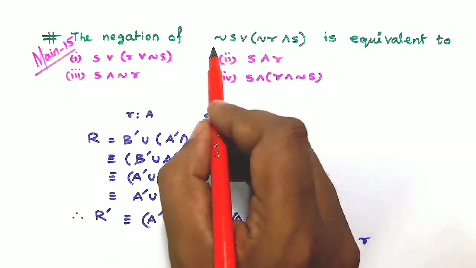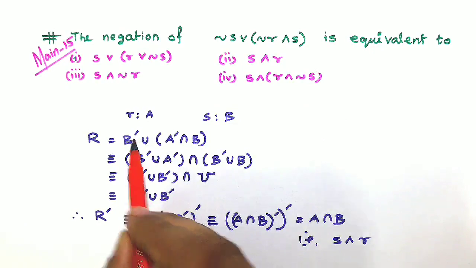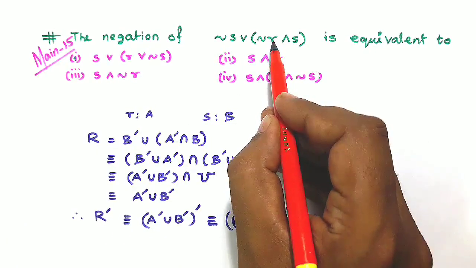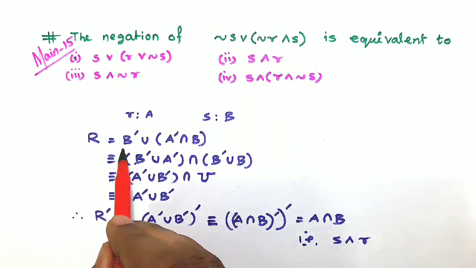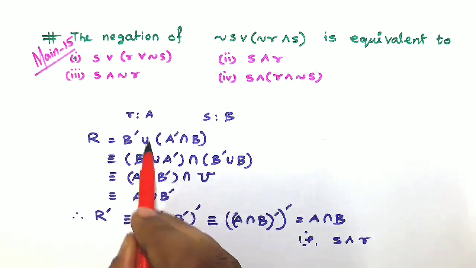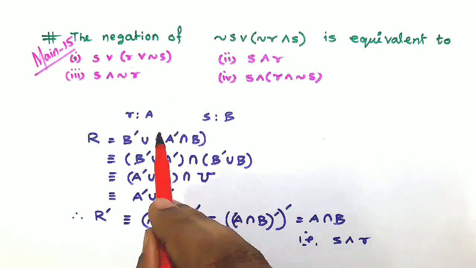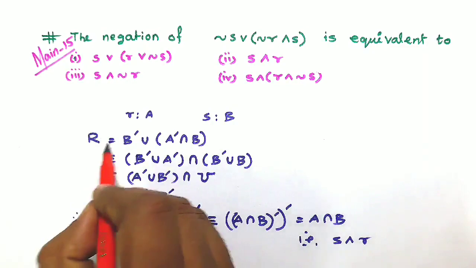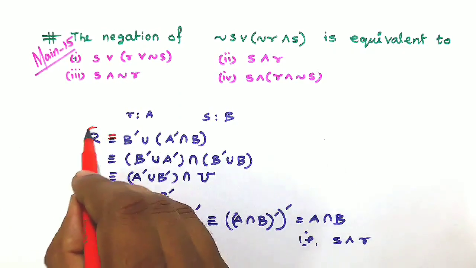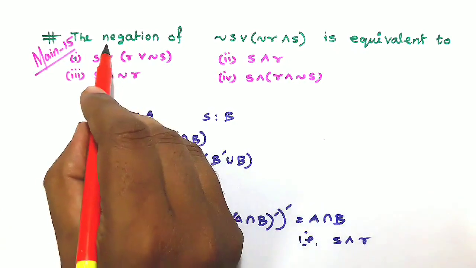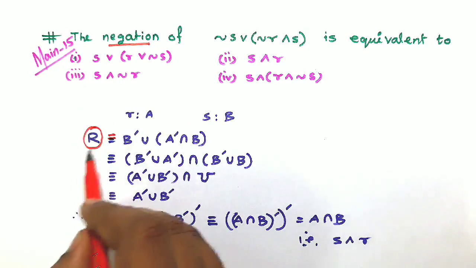Okay, now negation of S means B complement and negation of R means A complement. So finally this statement will be converted in set theory: B complement union (A complement intersection B), this is in the bracket, and we consider this as the set R. Okay, we consider it as R because we have to take the negation of the given statement.